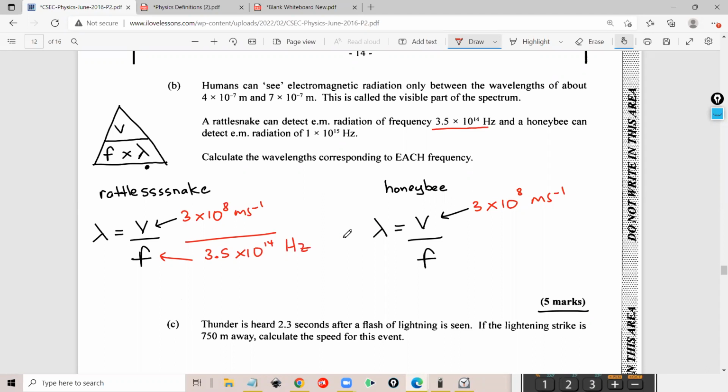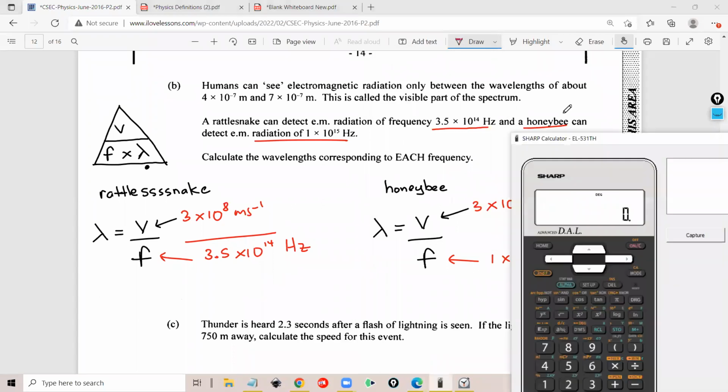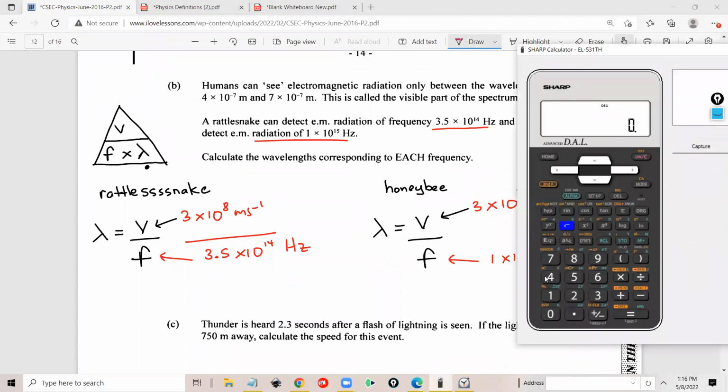Right, and frequency is measured in hertz, and for the honeybee, it's how much? 1 multiplied by 10 to the power 15 hertz. Right, so let's just divide these two and divide these two and get the answer. And that's pretty much it. Unless some of you might be a little interested in seeing it on the calculator. So let's see. 3 EXP 8. You notice when I press the EXP button, the multiply by 10 automatically comes on the screen. You just have to type in the 8. And you divide it by 3.5 EXP 14.